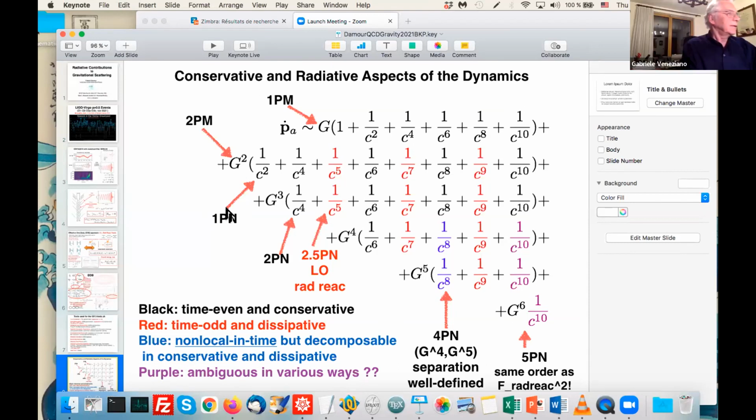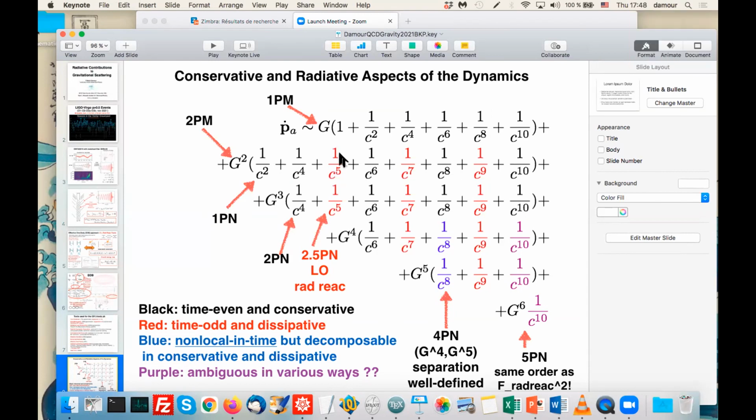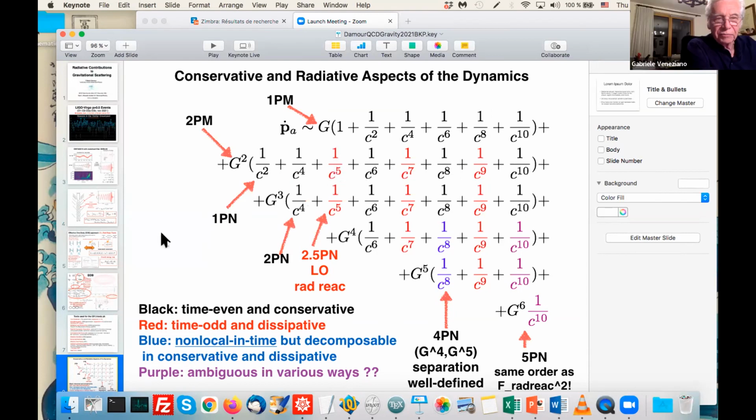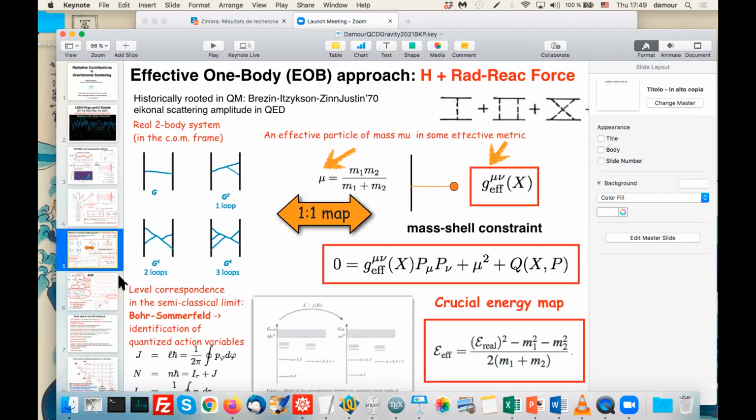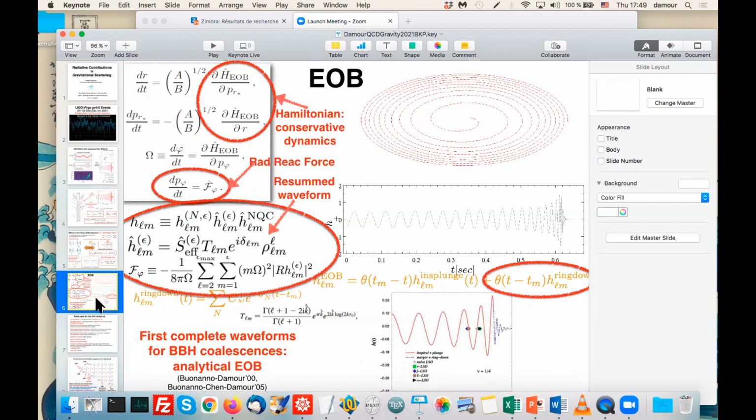Yes. Hi, Thibault. I was wondering about these radiation reaction terms at 2PN level. Can you explain a little bit more their origin? At 2PN? Yeah, you wrote 2PN level. Yes. You have a string of c terms. Yes, sure. So I did not put so.